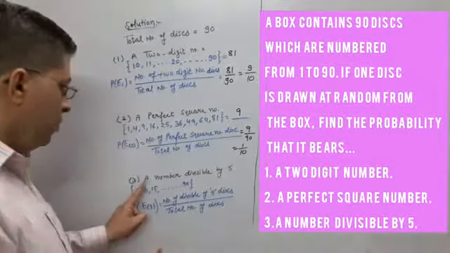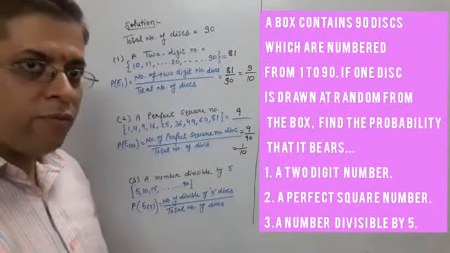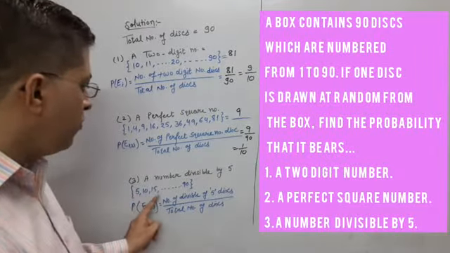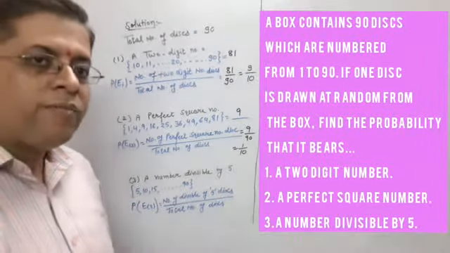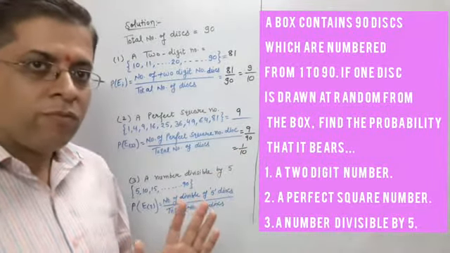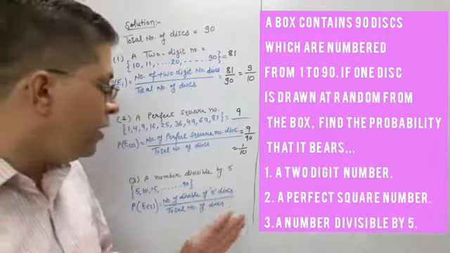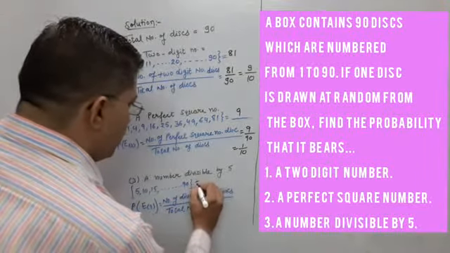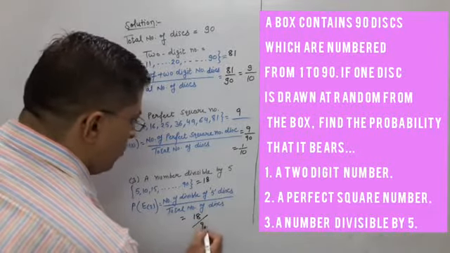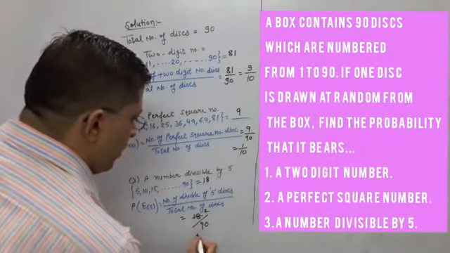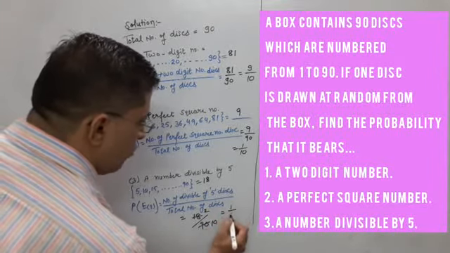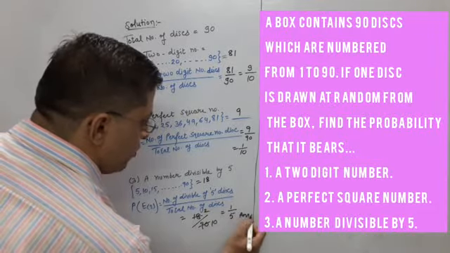Yeah, come on. A number divisible by 5 from 1 to 90. Okay, like 5, 10, 15 up to 90. When you divide, simply divide 90 by 5. You will get 18. Total number of these is 18. So this is 18 upon 90. 9 2s are 18. 9 10s are 90. 2 1s are 2. 2 5s are 10.